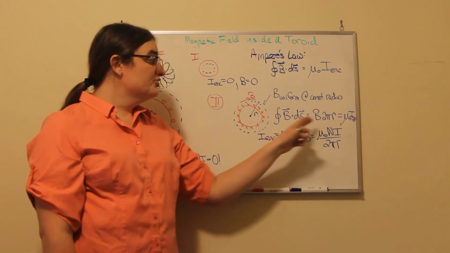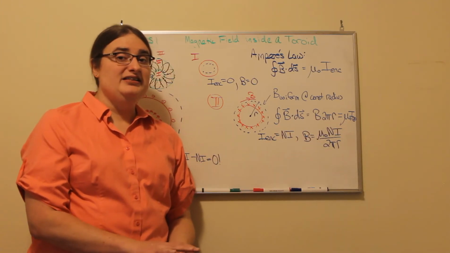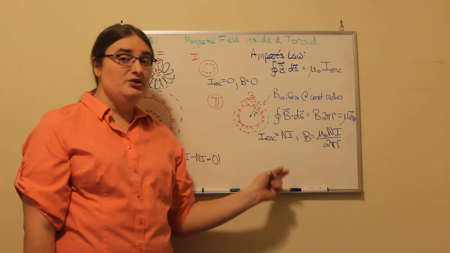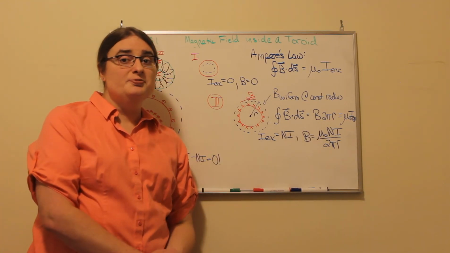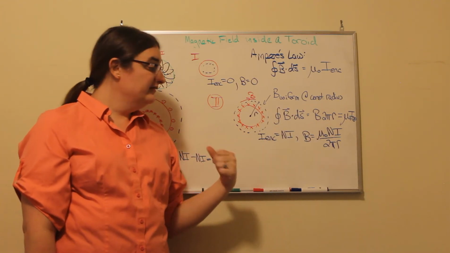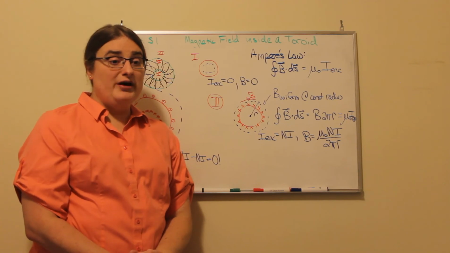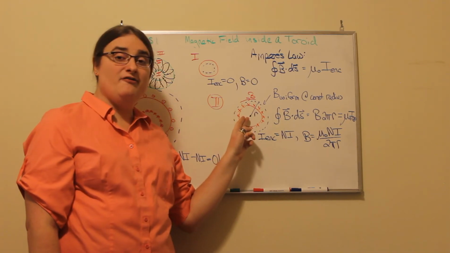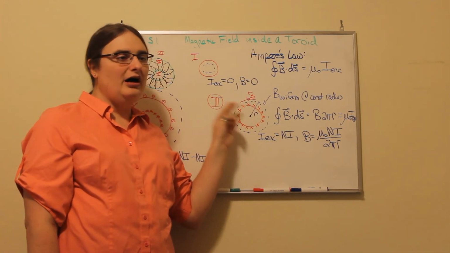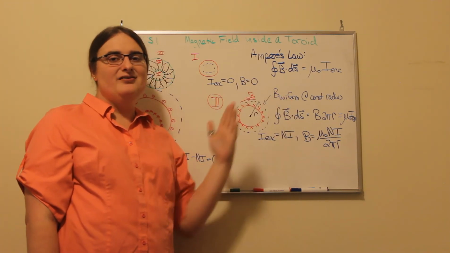So my total current enclosed is just the total number of loops around my donut times the current in my wire. So setting those two pieces equal to each other, the magnetic field that we get inside a toroid is equal to mu naught times the number of loops of that toroid times the current in my wire divided by 2 pi times the radial distance I am away from the exact center of my toroid as long as I am on the plane of the toroid.